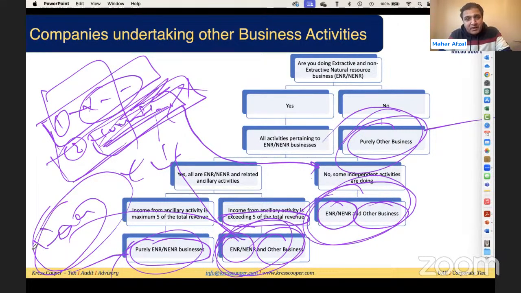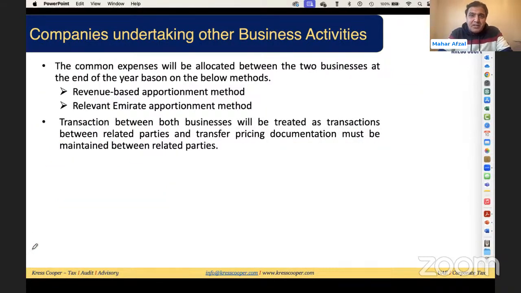You will have to split your expenses, because if the business is exempt, you cannot claim any expenses. If the business is taxable, then you can claim the expenses. So you will have to apportion expenses, and there are two methods given in the guide for the apportionment of expenses. One is the revenue-based apportionment. Second is the relevant Emirates apportionment method.